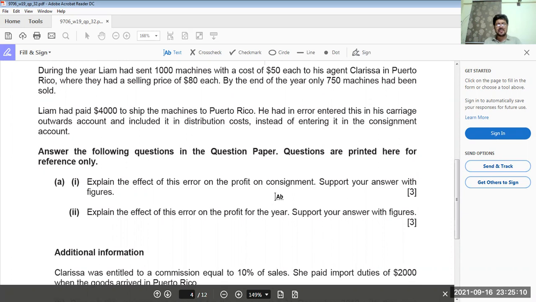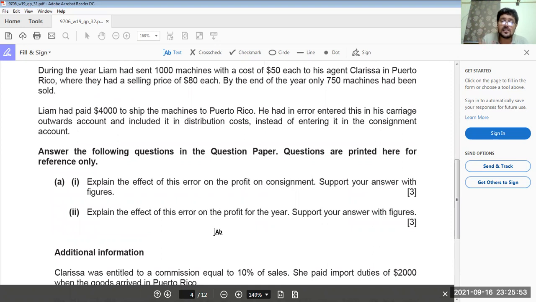Okay. Now explain the effect of this error on the profit on consignment. The expenses of consignment are understated by 4,000. This 4,000 amount is going to be spread over 1,000 machines. So the ending inventory of 250 machines does not include the amount of the shipment, which is 1,000 for 250 machines. So your inventory is going to increase by 1,000, and the profit of the consignment is going to decrease by 3,000. Done.